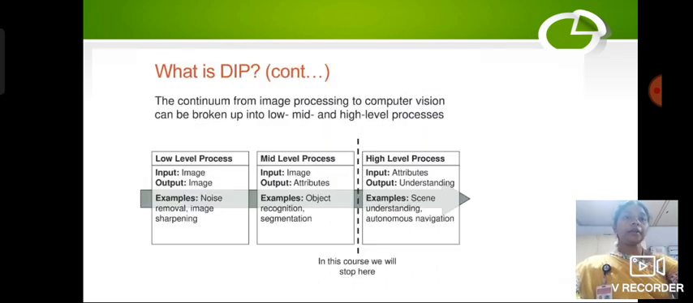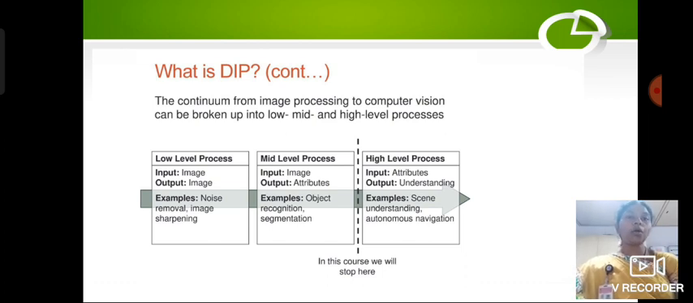The continuum from image processing to computer vision can be broken up into low, mid and high level processes. In a low level process, we give an image as input and get an image as output. For example, if you give a noisy image, the noise is removed and we get a good quality image, and the images are sharpened. When we give a noisy image, it will sharpen the edges and give a good quality image. So the input and the output are both images.